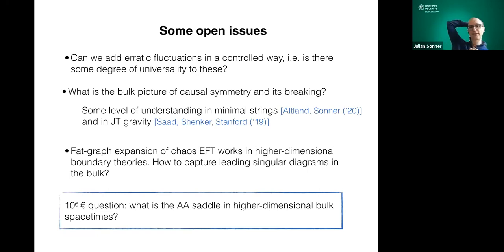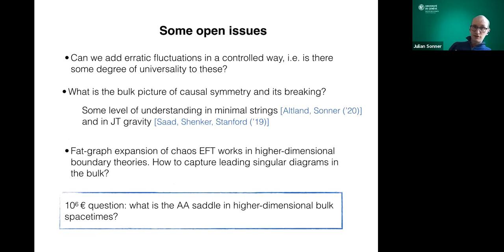Now, open questions. I think that will be nice to add. So the question that I got already went into this direction. The question is, can we add these erratic fluctuations in a controlled way? So is there some degree of universality to these? That I think is an interesting question.